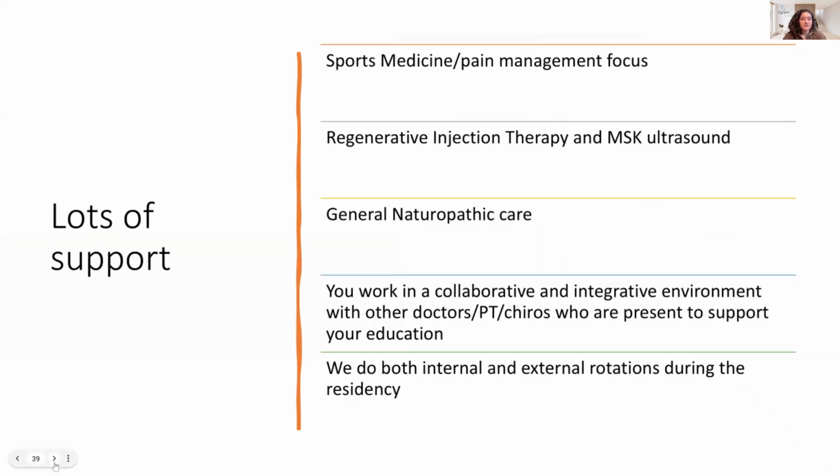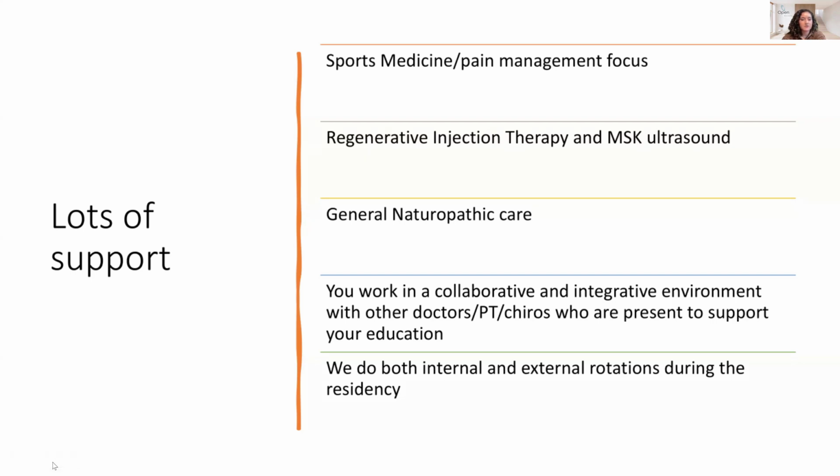We're located in North Portland, and this residency is a 2-year residency. It is focused on dual license ND LAC candidates, and it's a sports medicine pain management focused residency. There's a lot of regenerative injection therapy, like PRP, prolotherapy, neural therapy, some stem cell, and a lot of MSK ultrasound, because a lot of the injections are guided with MSK ultrasound. And then there is some general naturopathic care that we do, but it's not necessarily a residency that has a whole lot of primary care.